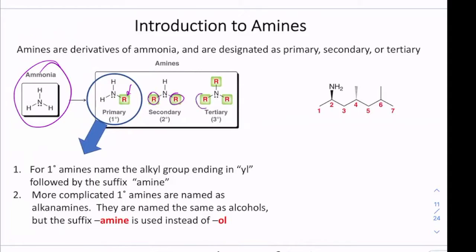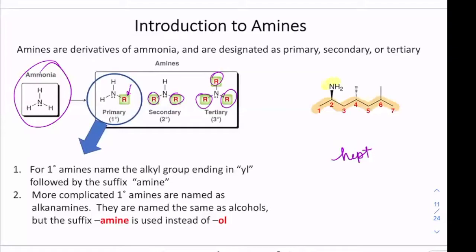And in other cases we have 3 R groups attached. That would be a tertiary amine. For primary amines, it's very simple, and it's very similar to the way that we've been naming everything thus far. Our amine is going to be coming off of the parent chain. We find the longest carbon chain shown here, and there's 7. And so this molecule is going to be hept.